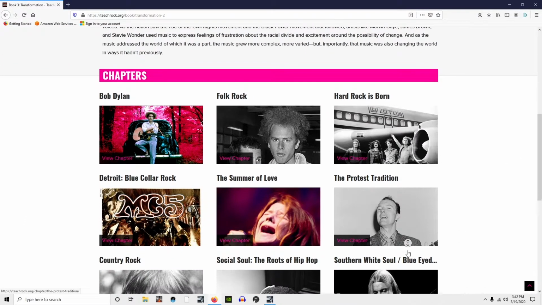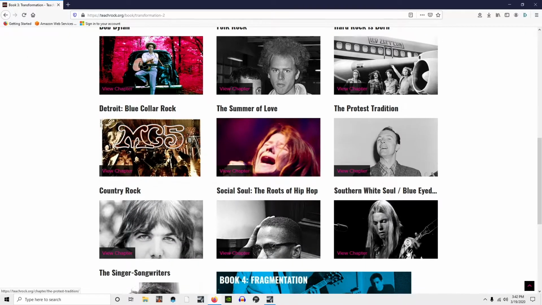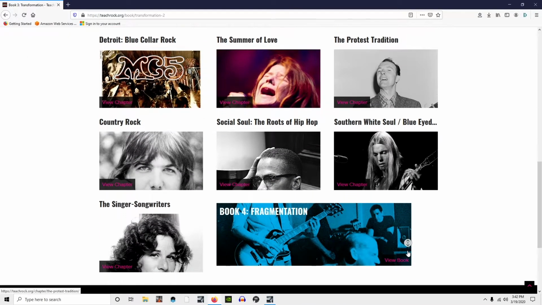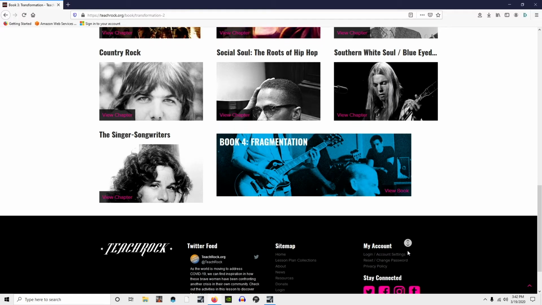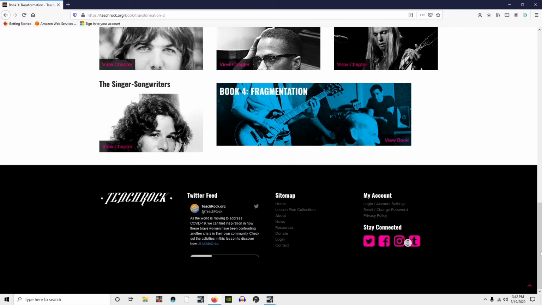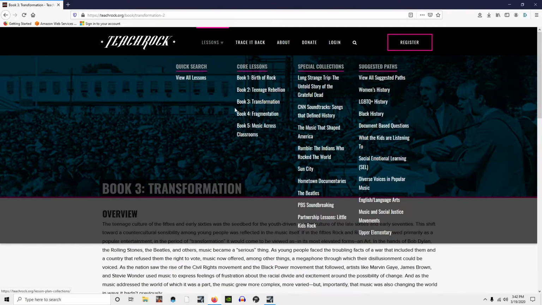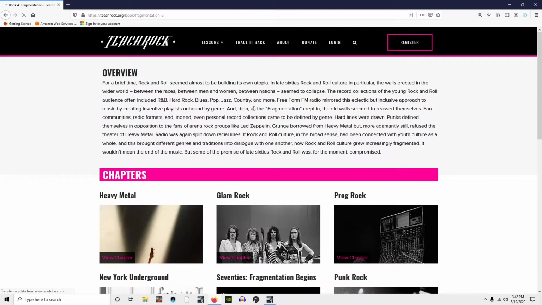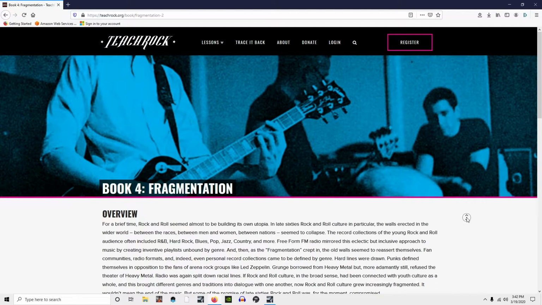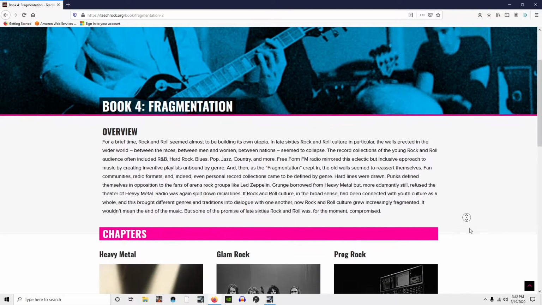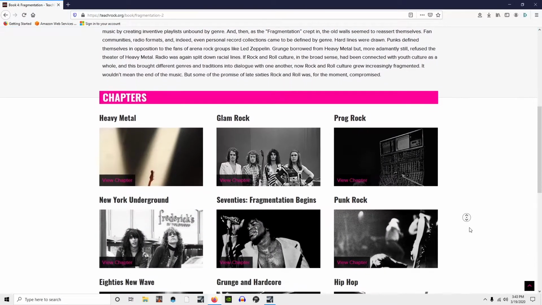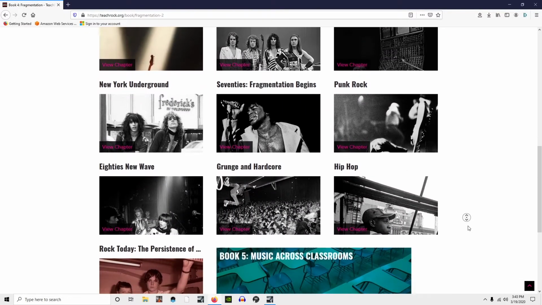This book covers the rise of the folk music movement, the hippie movement, and hard rock. The bulk of our civil rights lessons content can be found in this book, including lessons on the civil rights movement, the Black Power movement, and the women's movement. Book 4, Fragmentation, covers the 1970s to roughly the present. Here we introduce hip-hop, funk, heavy metal, punk, and grunge, among other genres and movements that have occurred since the 70s.